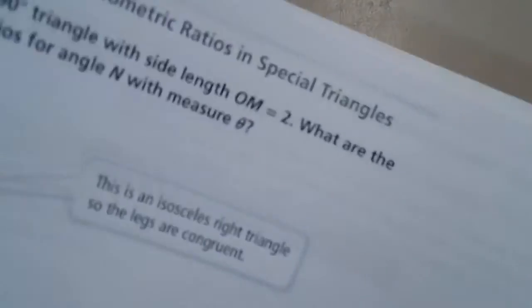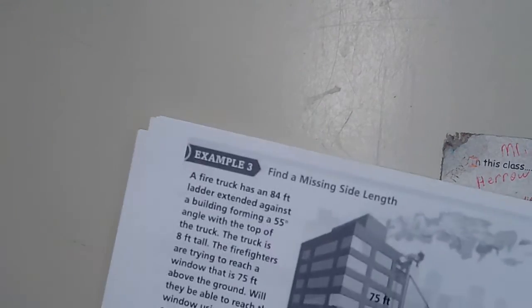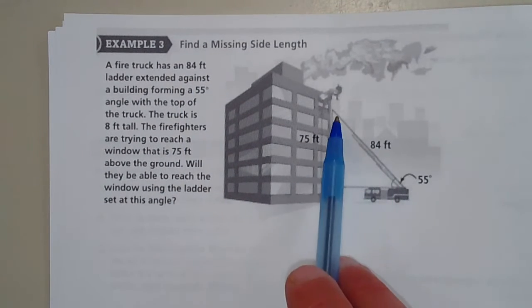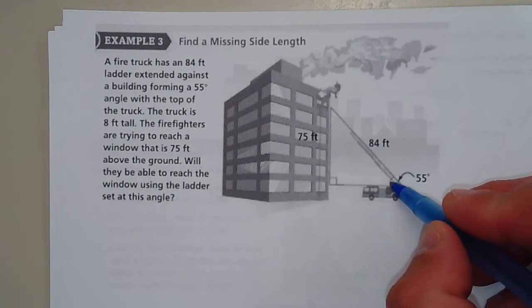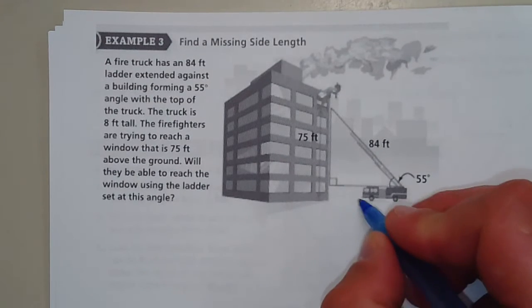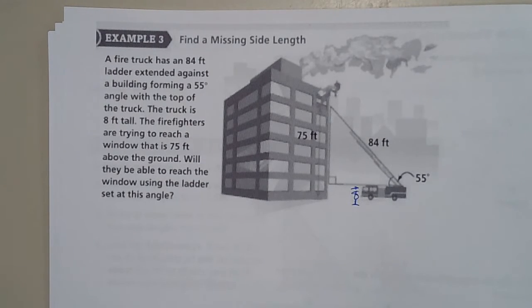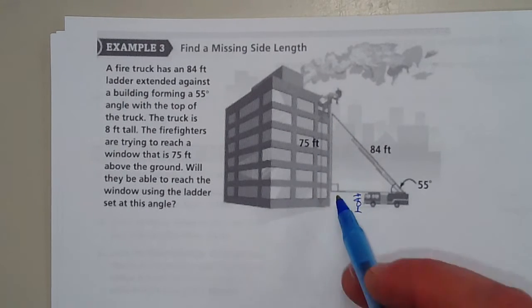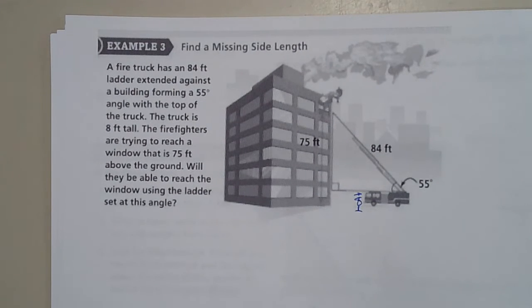All right, last thing I want to look at today is this little scenario story problem deal. Finding missing side length. So this says a fire truck has an 84-foot ladder, as you can see here, forming a 55-degree angle. So like our theta is 55 here. The truck is 8 feet tall, so this distance is 8 feet, from here to the ground. The firefighter is trying to reach a window that is 75 feet above the ground. So 75 feet from here to here. Will they be able to reach the window using the ladder set at this angle?